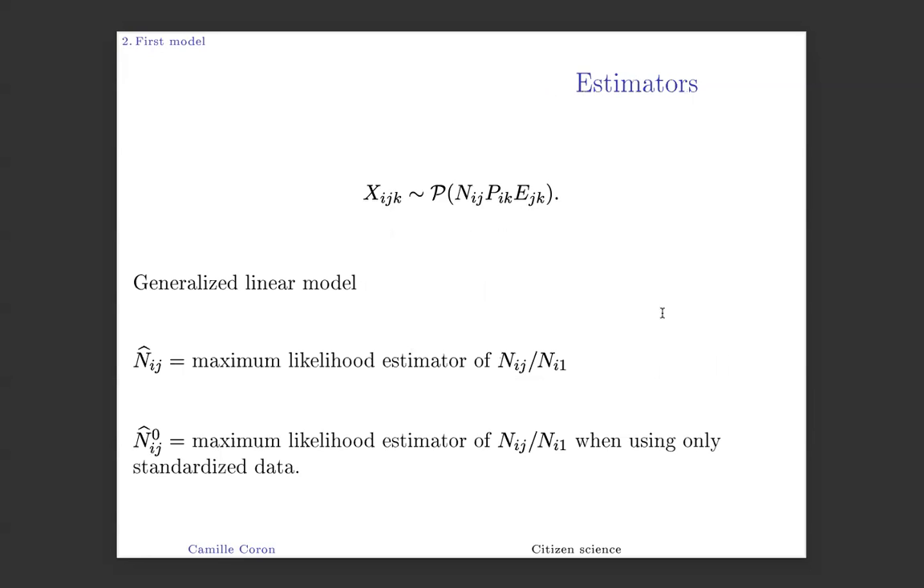So here, the expectation of Xijk is equal to the product of these three terms. And if you take the logarithm of this, you have a generalized linear model for which we can consider the maximum likelihood estimator for the relative abundances Nij divided by Ni1. And note that you can also do this by considering only the standardized data set. So I can also define a maximum likelihood estimator of the relative abundances when using only the standardized data set. And our aim will be to compare both estimators.